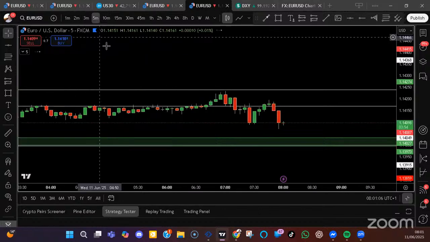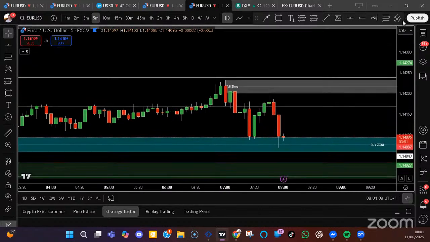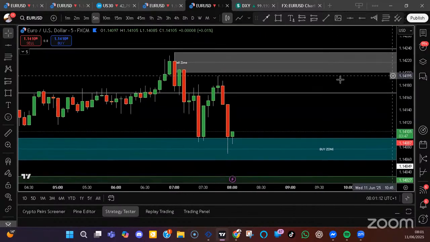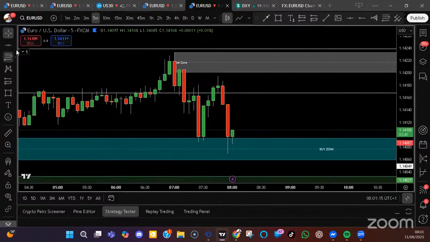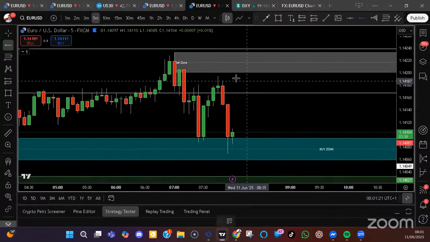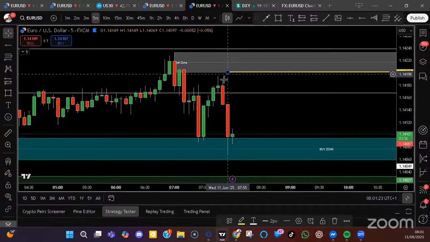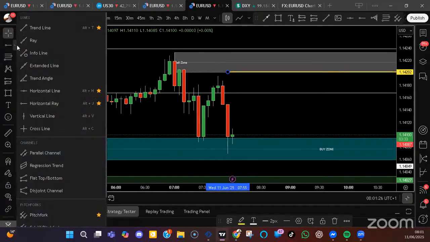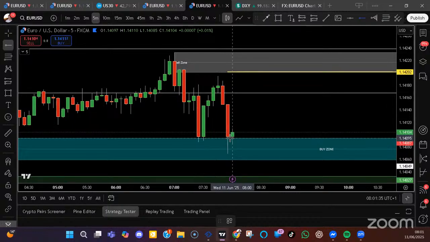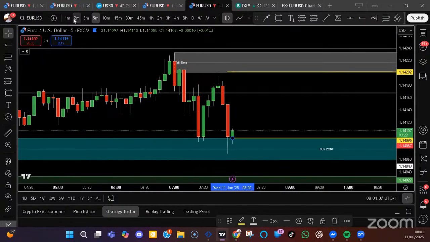So we'll go down to the 5 minute and we'll mark up our zones, which are there. That's the bottom of the sell zone on the 5 minute. And this is the buy zone, which we were already part of.